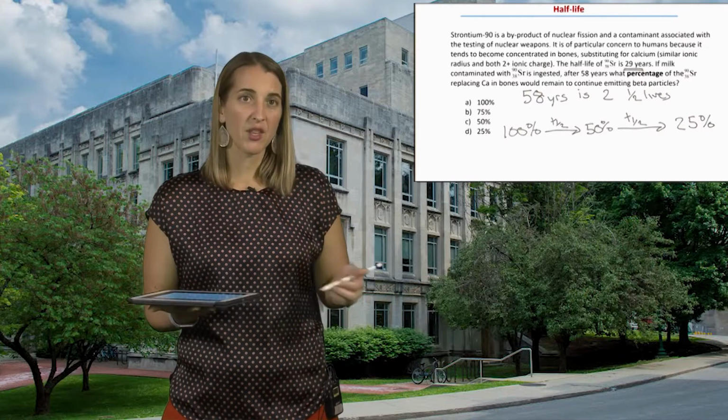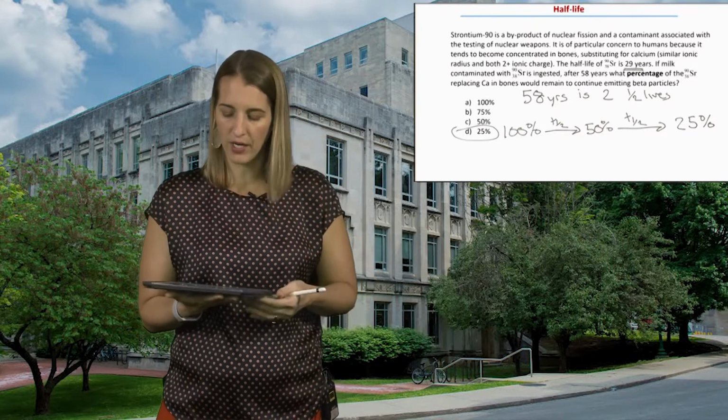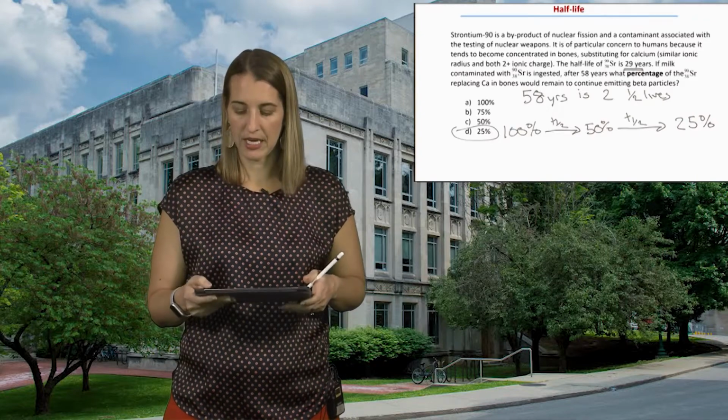So you had to realize that 58 is 2 half-lives. So you take 100%, and that's the initial. After 1 half-life, you're down to 50%. And then you go 1 more half-life, and you're at 25%. So the correct answer there is D. We're going to continue to use this concept of percent left over as we look at carbon-14 dating.